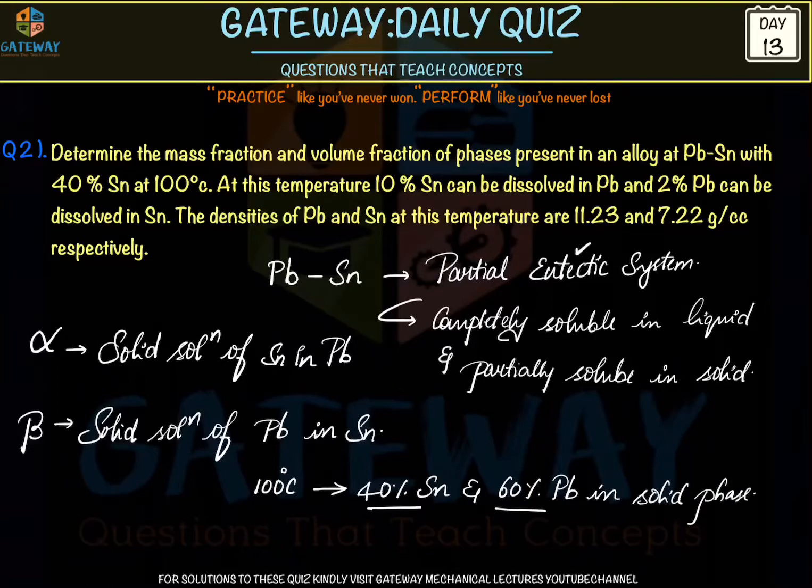We are taking this 100 degrees centigrade as our reference point. Generally these points are called the fulcrum, because we will be using the lever rule. A lever has a fulcrum, a fixed point for the given reference. And we'll see how to draw the phase equilibrium diagram of a partial eutectic system.